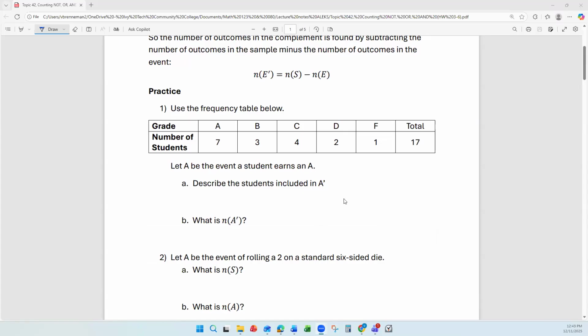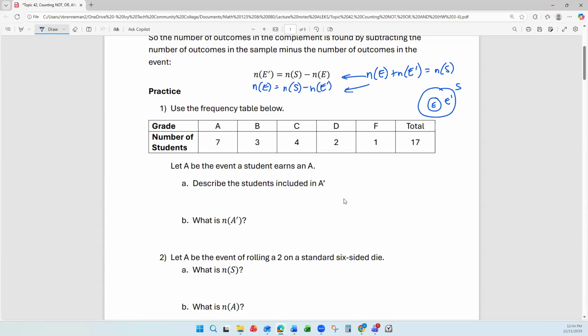There's a more general statement: the number in E plus the number not in E equals the number in the sample space, because the sample space is just divided up into whatever's in E and whatever's not in E. So they combine to make the whole sample space. This gives either n of not E equals n of S minus n of E, or n of E equals n of S minus n of not E.